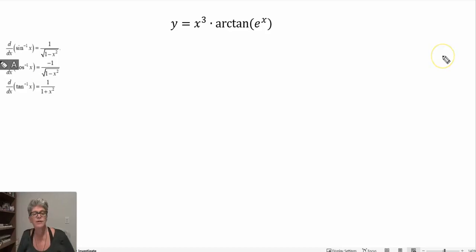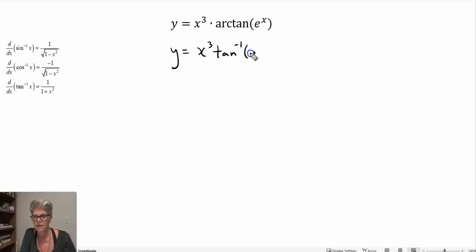All right, so now I'm on to the next one, and this one has been written as arctan, and so we have y is x cubed, and that's the same thing as the inverse tangent of e to the x. Okay. And again, I'm going to take the derivative of both sides with respect to x. So the derivative of y with respect to x is dy dx.